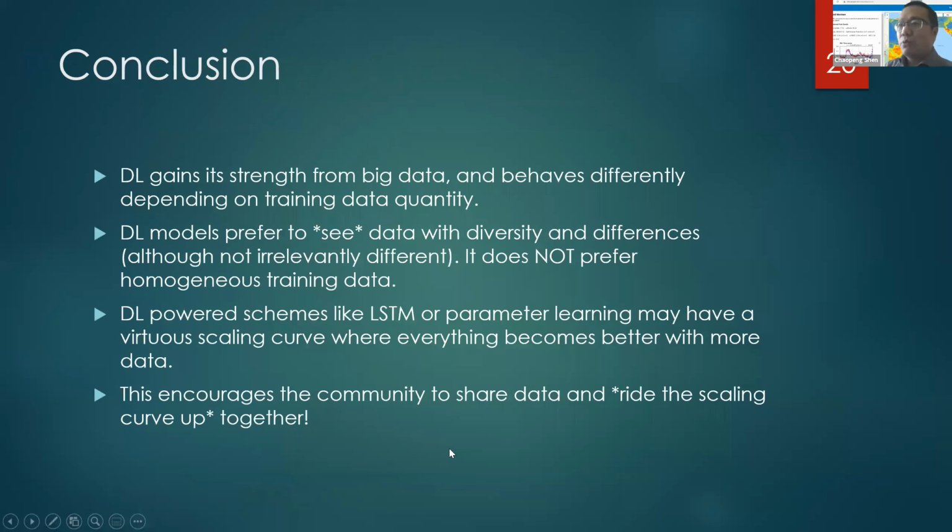So anyway, I'd like to end here with a few minutes for discussion. I think the conclusion is deep learning is gaining strength, and it behaves very differently based on the amount of training data. Deep learning models prefer to see data with diversity and differences. They do not prefer homogeneous training data. Deep learning powered schemes may have a virtuous scaling curve, and this is the source of its power.